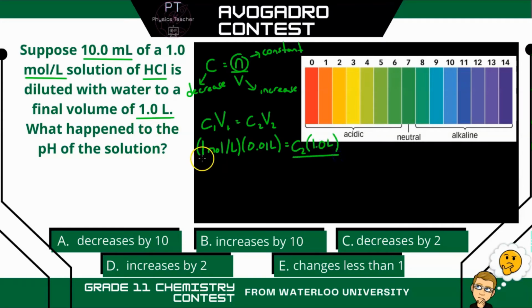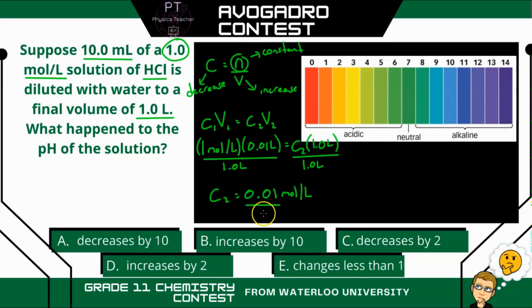So when we divide both sides by 1 liter to solve for the new concentration, we get that the new concentration is equal to 0.01 moles per liter. So it was originally 1 mole per liter, and now it is exactly 0.01 mole per liter. So it decreased by a factor of 100, which is a nice number.